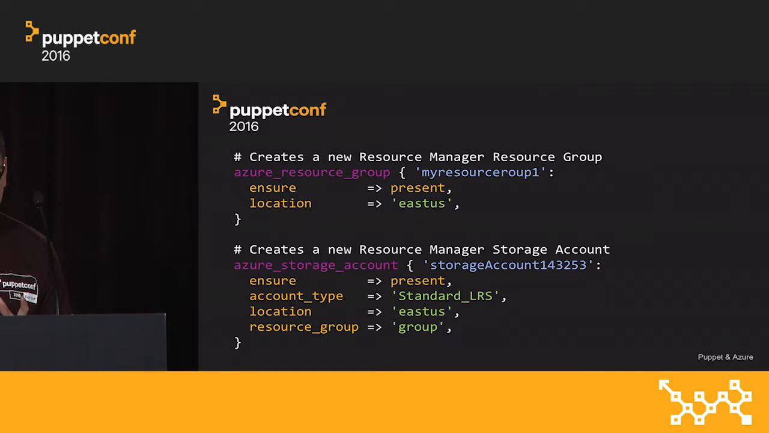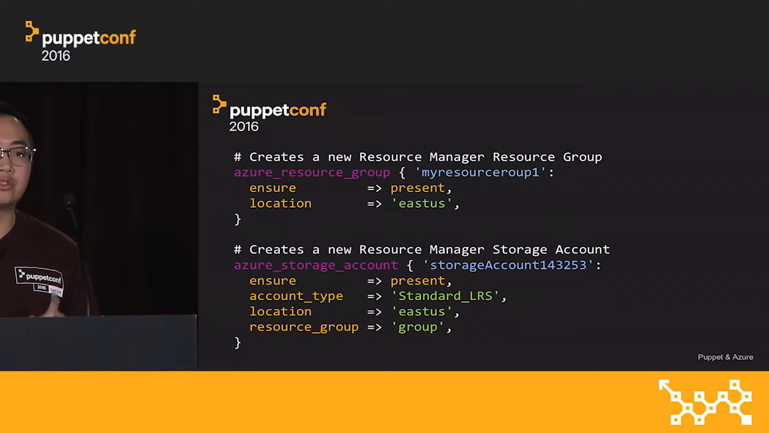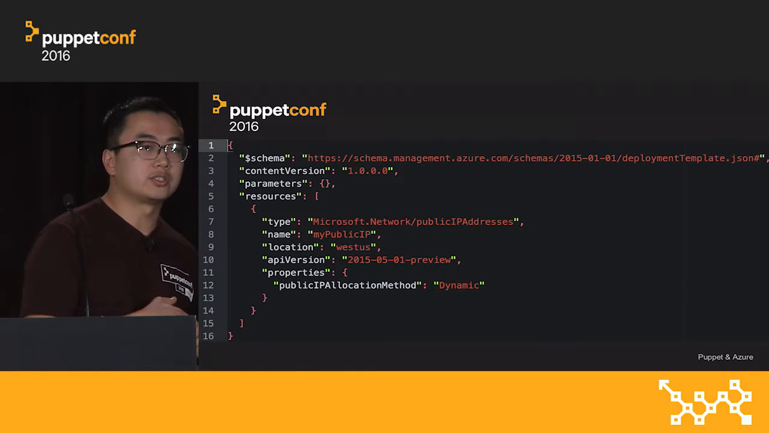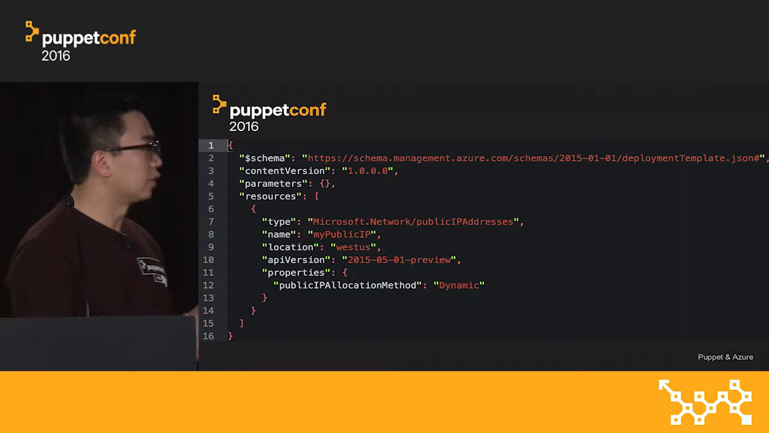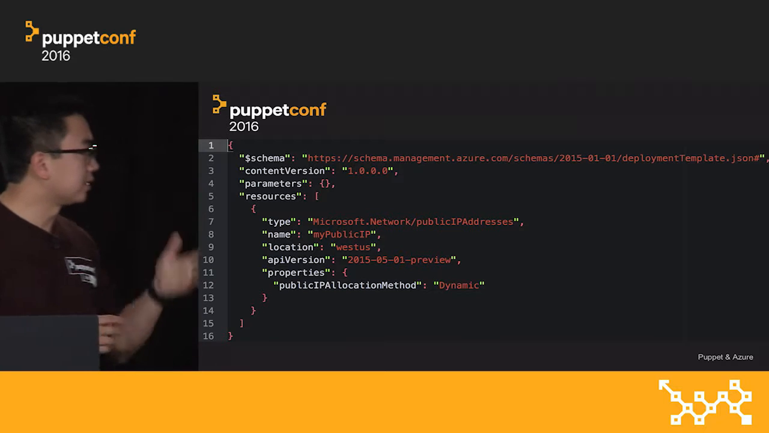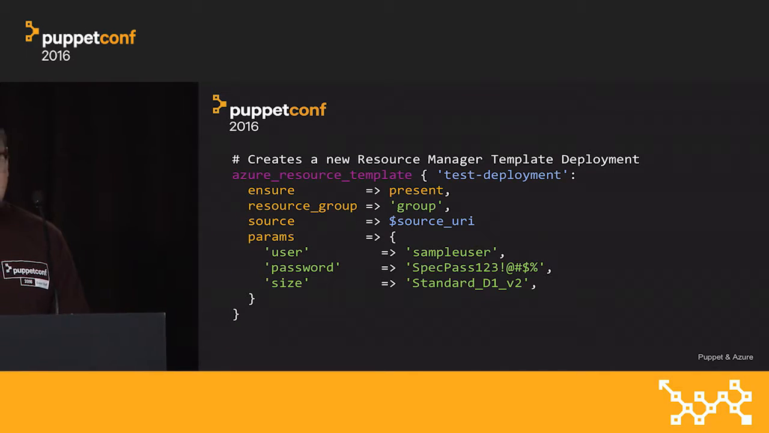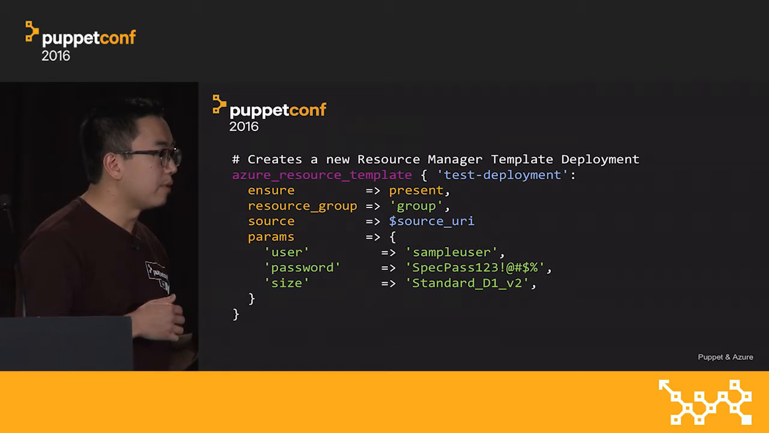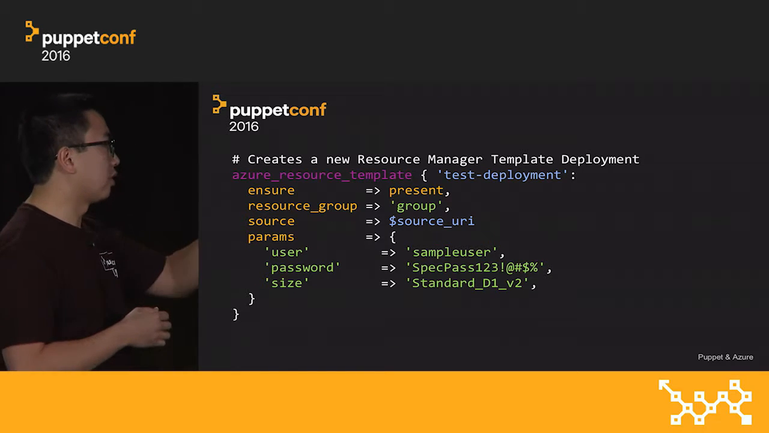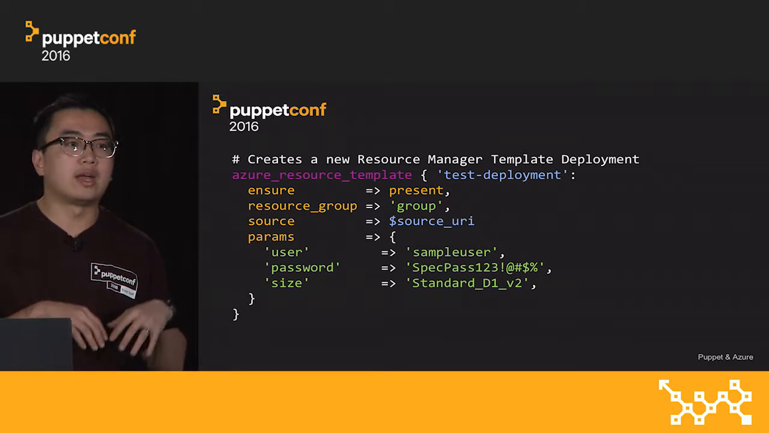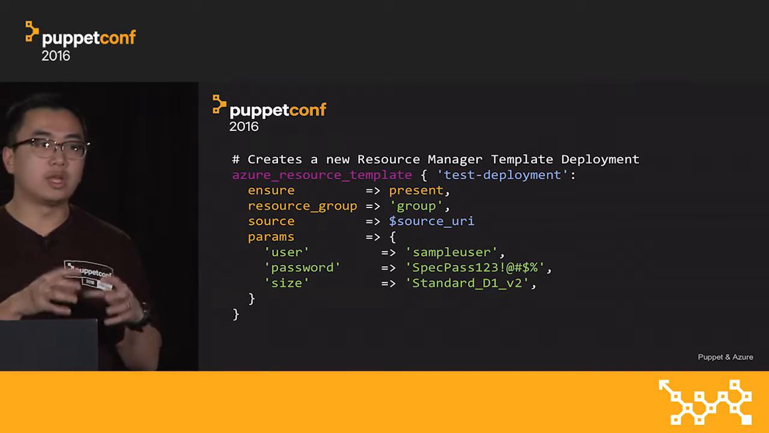The last thing I wanted to talk about on this is the support for Azure Resource Manager templates. If you're not familiar, a Resource Manager template is basically a JSON description of all of your resources in Azure. This is an example of just deploying a public IP address. But now you can do the same thing in Puppet and actually pass the source URI of the template and the parameters below, and it'll deploy that whole unit into Azure.